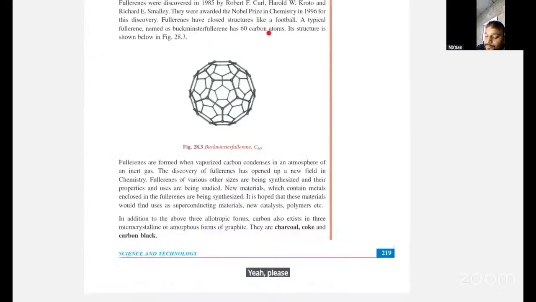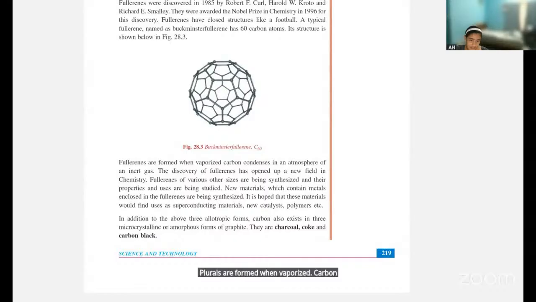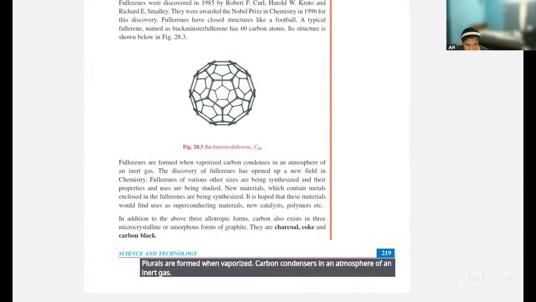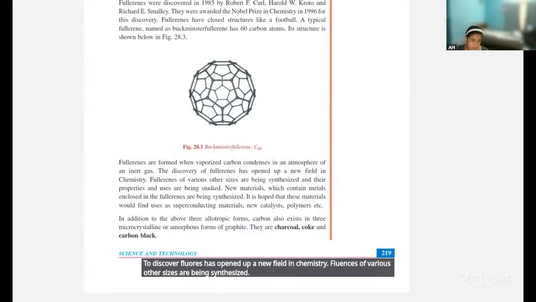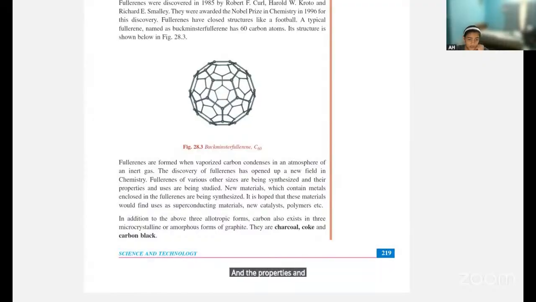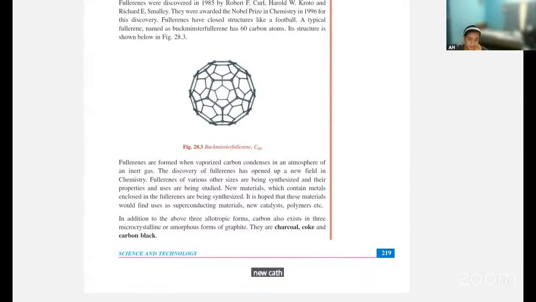Fullerenes are formed when vaporized carbon condenses in an atmosphere of an inert gas. The discovery of fullerenes has opened up a new field in chemistry. Fullerenes of various other sizes are being synthesized, and their properties and uses are being studied. New materials which contain metals enclosed in the fullerenes are being synthesized. It is hoped that these materials would find use as superconducting materials, new catalysts, polymers, etc.